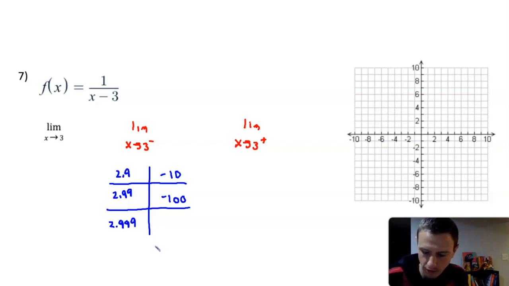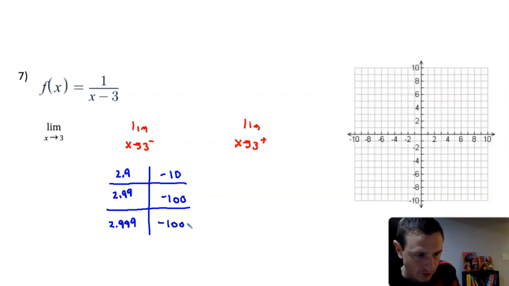1 divided by 2.999 minus 3 is negative 1,000. So this is a lot different because we're going negative 10, negative 100, negative 1,000. It's just going to keep doing that. So where is this heading? This is heading off into negative infinity. So as x approaches 3 from the left, it's going towards negative infinity.